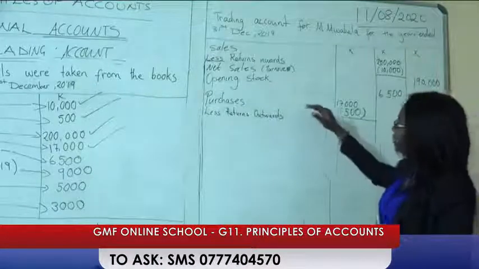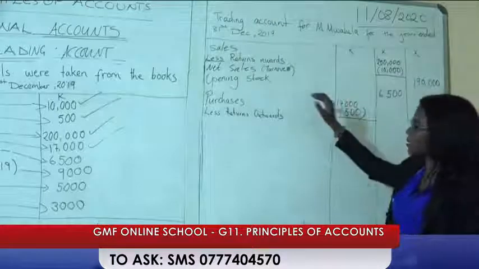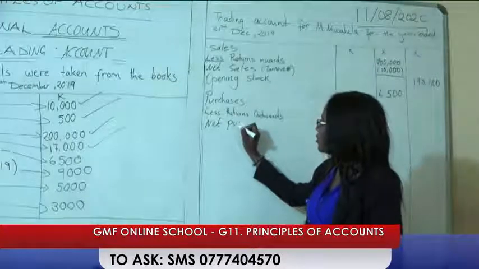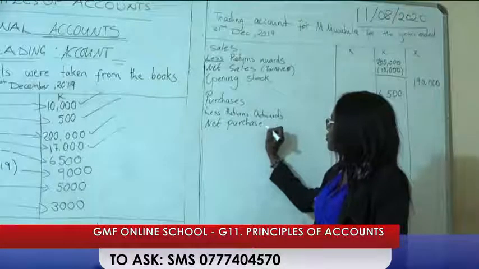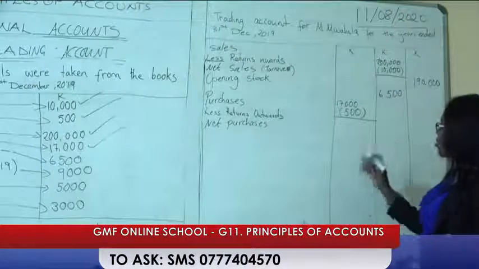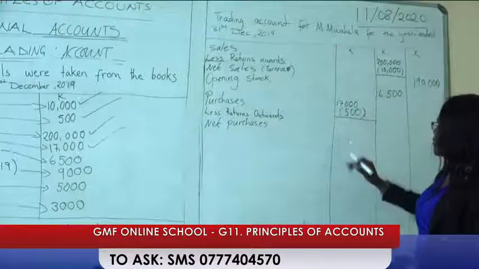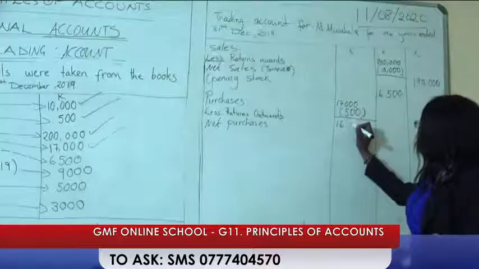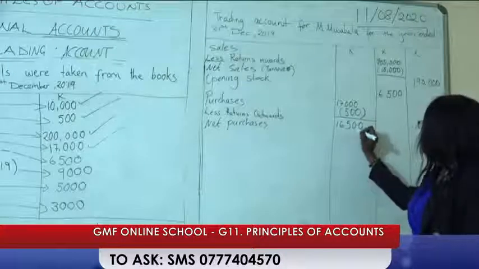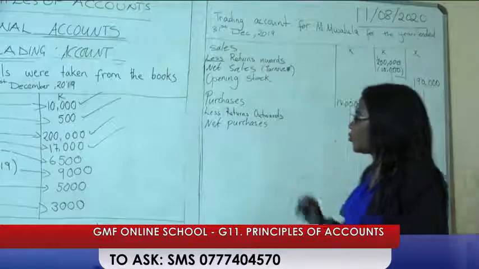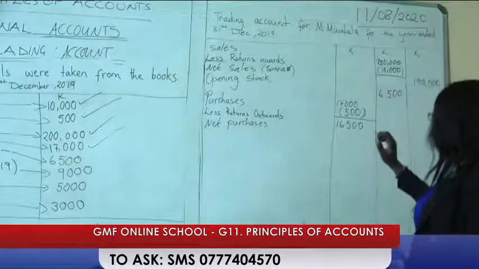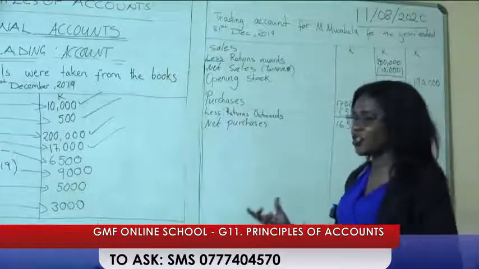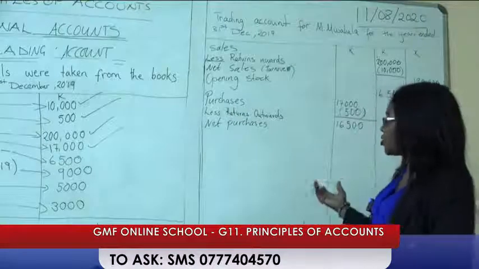So when you subtract the returns outwards from the purchases, what you're going to get is what is known as the net purchases. So when you subtract 500 from 17,000, what we're going to get here is 16,500. So our net purchases there will be 16,500.